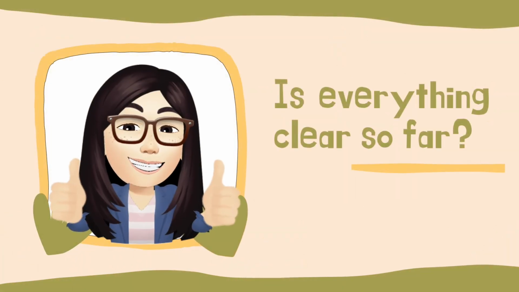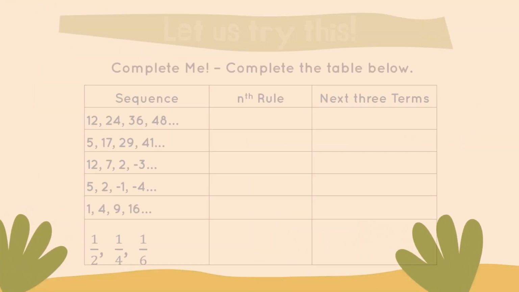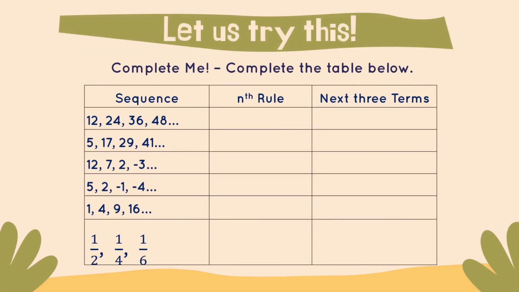Everything clear so far? I hope so. Let us try this. Completing. You are going to complete the table by answering the nth rule and the next three terms. Again, you need to formulate the nth rule and find the next three terms. So what should you do? First, you have to look for the pattern. Second, you have to formulate the nth rule. And third, you need to apply the nth rule to get the next three terms. You can pause this video if you need more time to answer this activity.